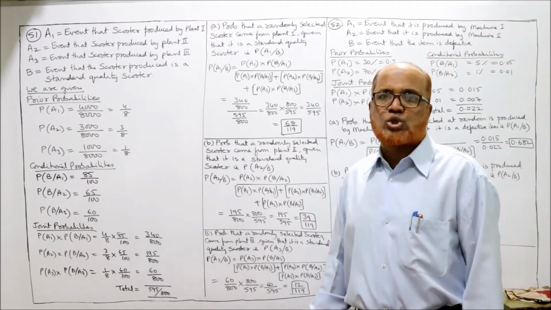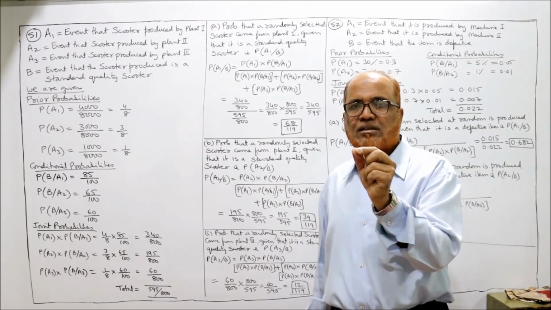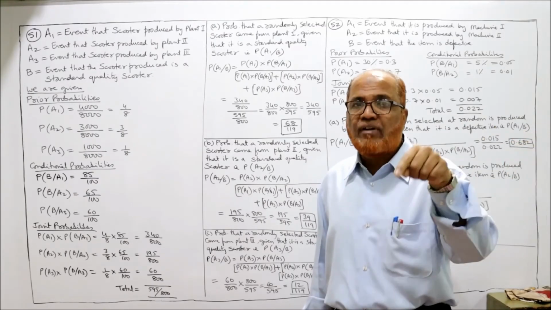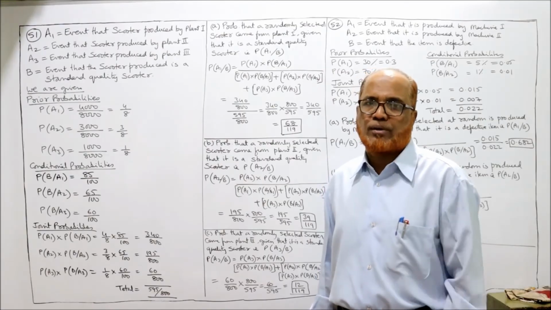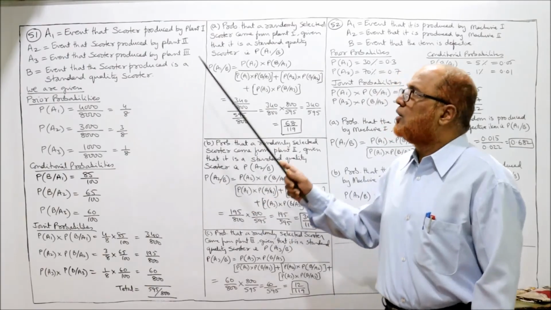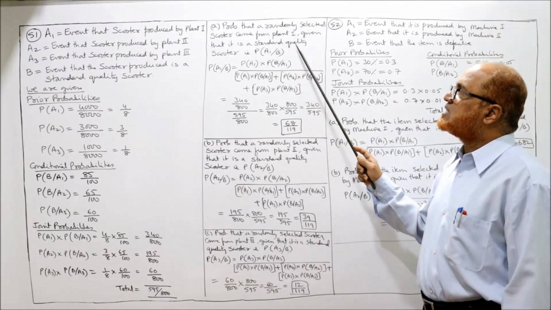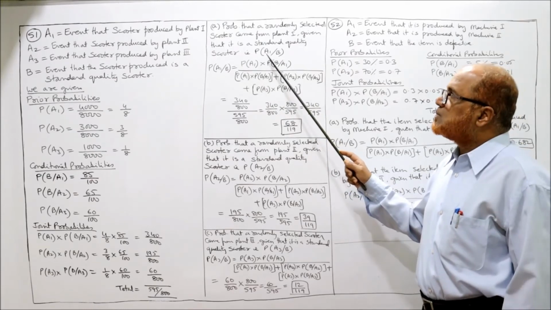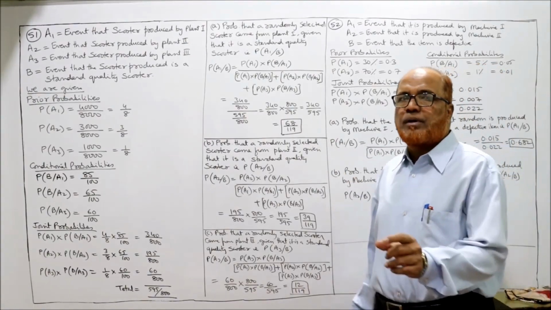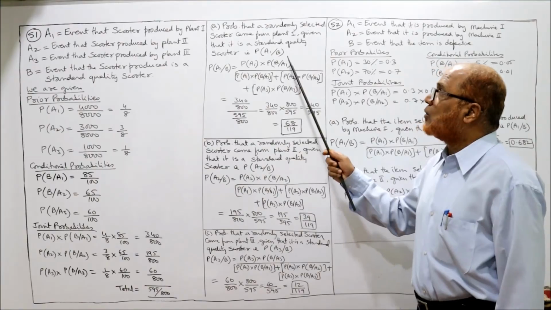Now we'll attempt the question. The first question: a scooter is randomly selected. What is the probability that this scooter is coming from plant 1 given that this scooter is a standard quality scooter? The probability that a randomly selected scooter came from plant 1 given that it is a standard quality scooter is P of A1 given B. We need to find the probability that it is coming from the first plant given that it is a better quality scooter.